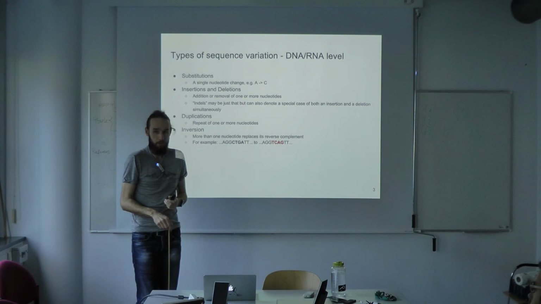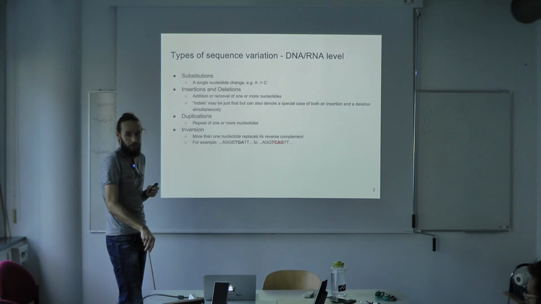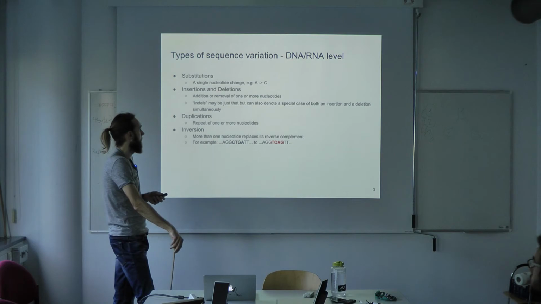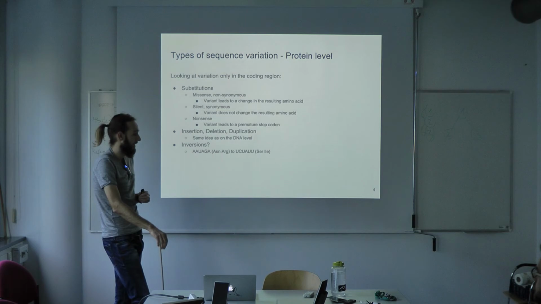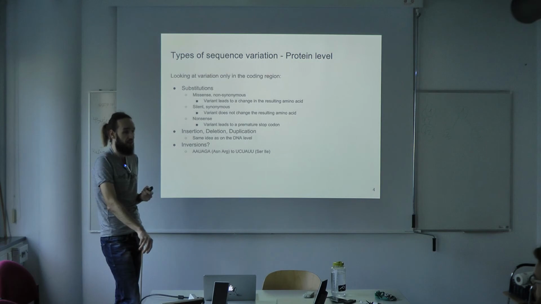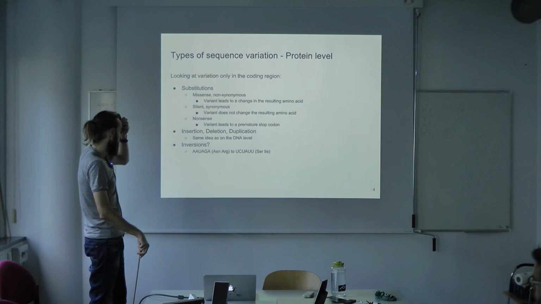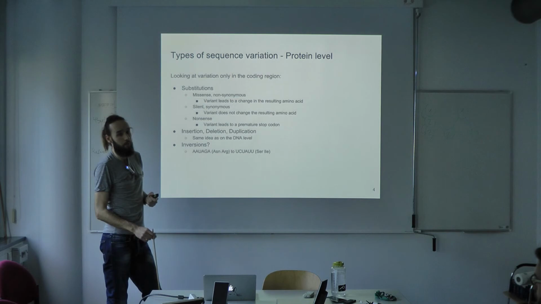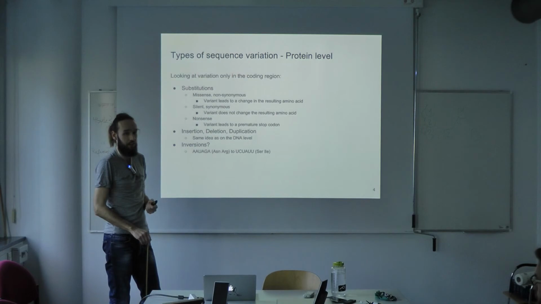Yeah, but I mean, this won't be relevant for the methods we're going to look at, but just to give you an idea of what else happens. On the DNA and RNA level, if we look at proteins now, so these changes appear on nucleotides, if we now translate to the proteins, what do these changes now look like? Substitutions can now be missense or also non-synonymous, so that means we change one nucleotide in a way that it changes the amino acid that it translates to.